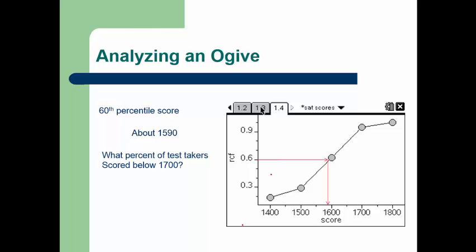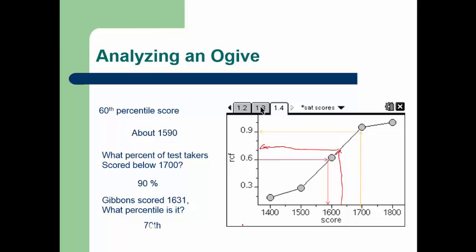We go the other way. What percentage of test takers scored below a 1700? So we'd start at 1700, go up, go over, and maybe about 90%. Let's say Gibbons was at 1631. What percentile would Cardinal Gibbons High School be at? So you'd go to 1631. We go up, head on over, and that looks like we're at about the 70th percentile.